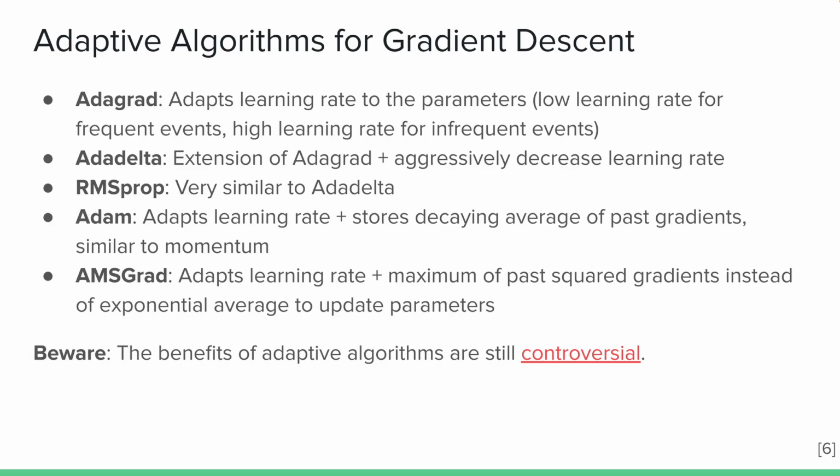Adam is one of the most popular adaptive optimizers, which adapts the learning rate and stores the decaying average of past gradients, which you can think of as a similar mechanism to momentum that we've seen before. And other things, for example, AMSGrad, which adapts the learning rate and also includes some historical information of past gradients.